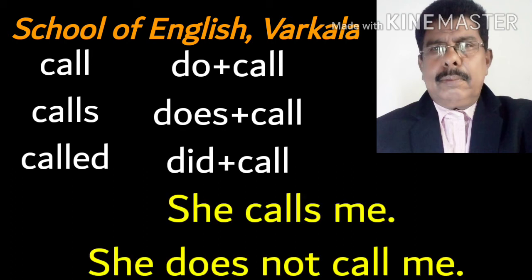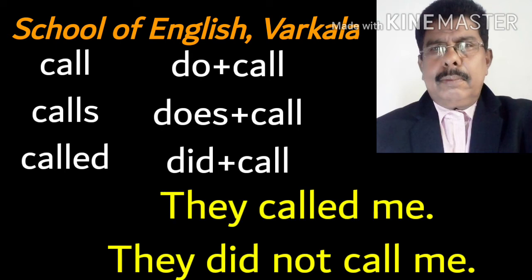She calls me. That's an affirmative sentence. The verb is calls. And if we want to make it negative, we have to split the verb calls, and we get does plus call. And we can add not to it: does not call. She does not call me.